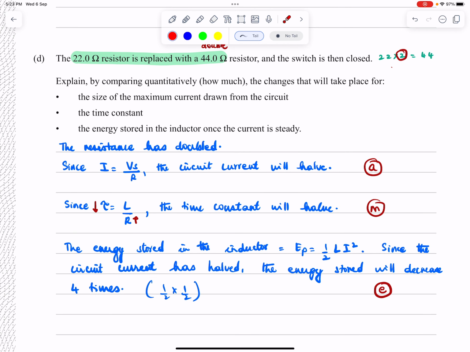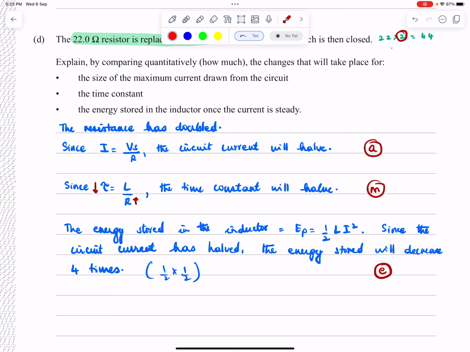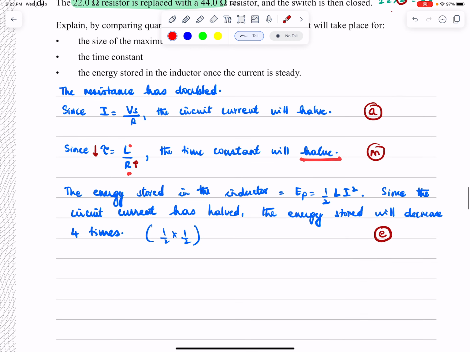So now what's happened? The resistance has doubled. So since I is Vs over R, when R doubles, the current will halve. So you wanted the half, not just decrease, okay, for your achieved. Now if you got that and you said what happens to the time constant, so resistance has doubled, time constant is L over R, so the time constant will halve.